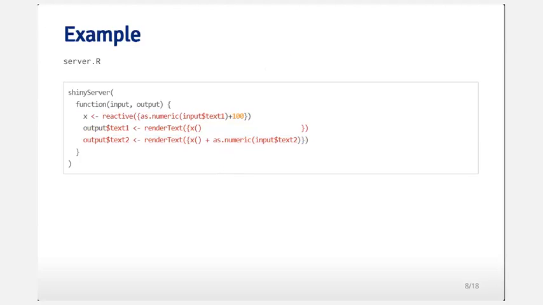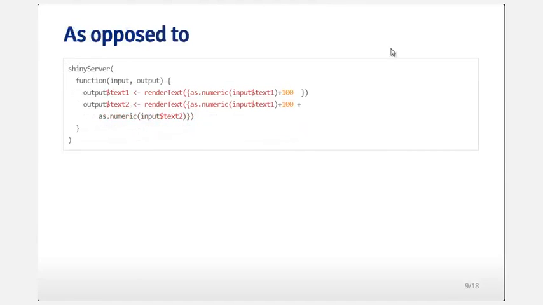Okay, so at any rate, you might have thought, oh well, if I just put input$text1 plus 100 outside of this reactive statement, what would happen? Shiny would give you an error because you're trying to utilize reactive input outside of a reactive function or a render text function or something like that that is reactive. So it's a little bit unusual, and if you're used to R, it's a little hard to get used to.